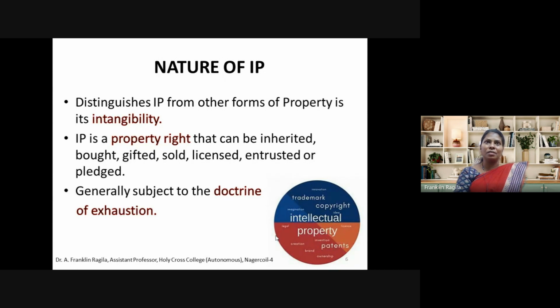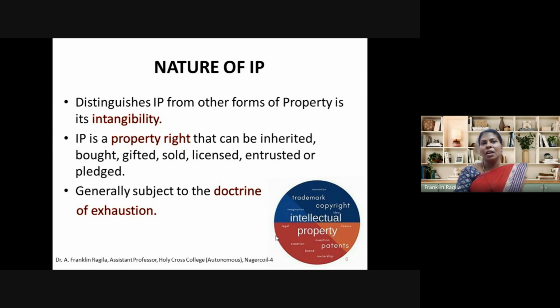For example, the intellectual property created by Mr. A can be inherited and transferred to his son, Mr. B, and Mr. B can again transfer or inherit his intellectual property to his son C. So it can be inherited. It can be bought from one person by another person. It can be sold, it can be gifted to some other person, it can be licensed, it can be entrusted, or even pledged. And the major thing is that IP is always subject to the doctrine of exhaustion.